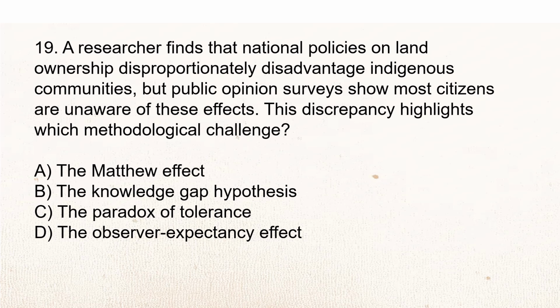Number 19. A researcher finds that national policies on land ownership disproportionately disadvantage indigenous communities, but public opinion surveys show that citizens are unaware of these effects. This discrepancy highlights which methodological challenge: letter A, the Matthew effect; letter B, the knowledge gap hypothesis; letter C, the paradox of tolerance; or letter D, the observer expectancy effect.